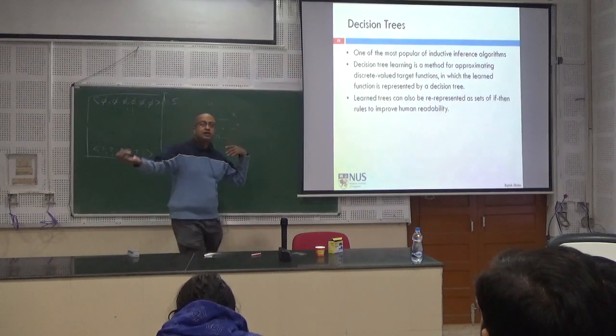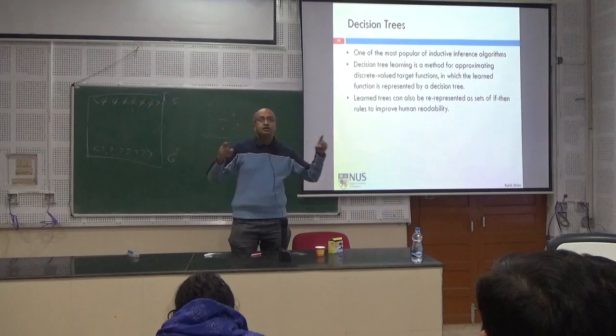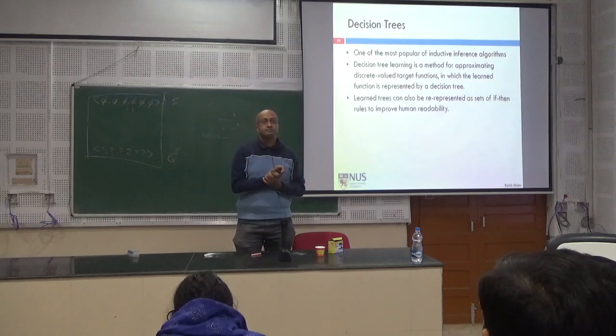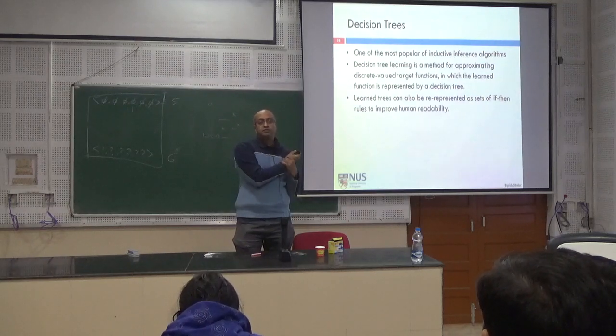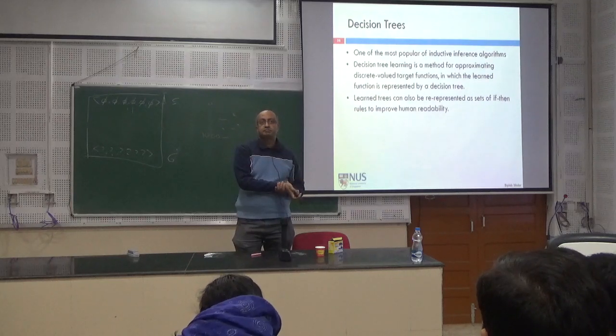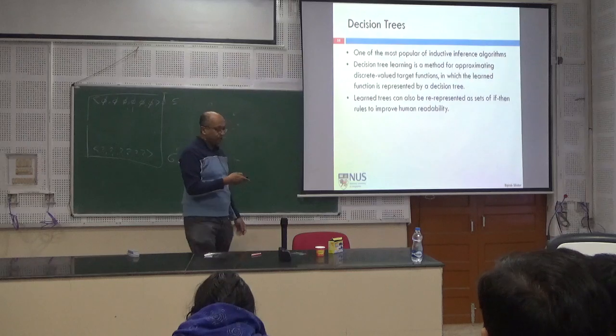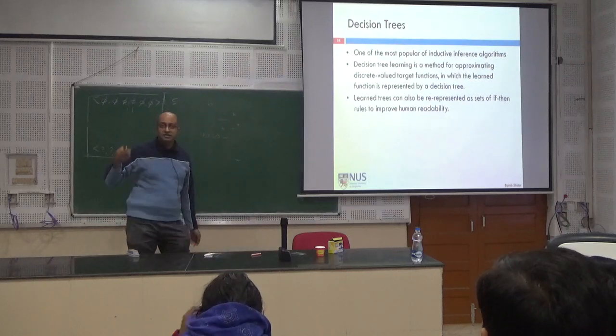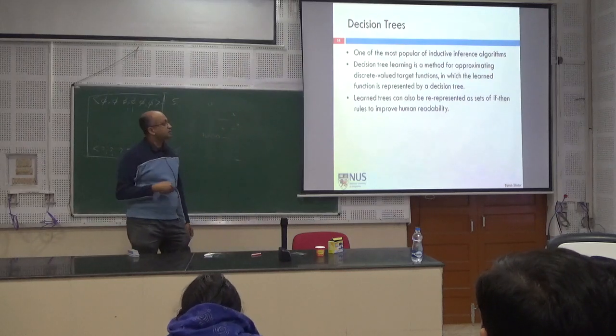And the learned function. Last time, what was our learned function previously? It was a set of conjunctions. Now, instead of writing it as a conjunction, I will draw it as a tree. Right? It will be represented as a tree. And that's usually much easier for humans to see, learn and visualize.